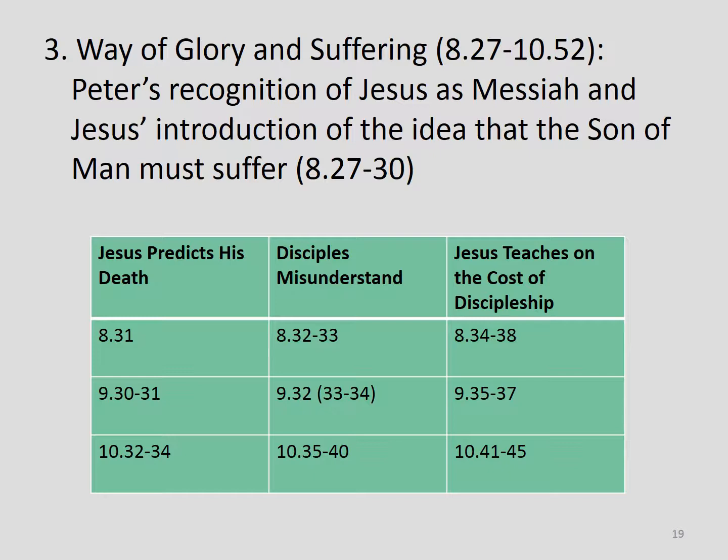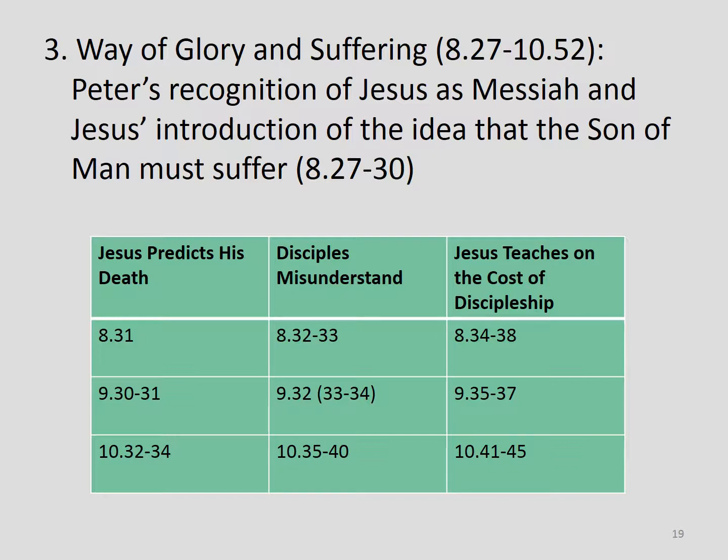Now, after Peter's recognition that Jesus is the Messiah in chapter 8, Jesus does begin to say, "And the Son of Man must suffer and die." And there are 3 such statements by Jesus in the next section of Mark's Gospel, in 8:27 through 10:52. They have the same format. Jesus predicts his death. What follows is the disciples misunderstand this, and then Jesus goes on to teach on the cost of discipleship.